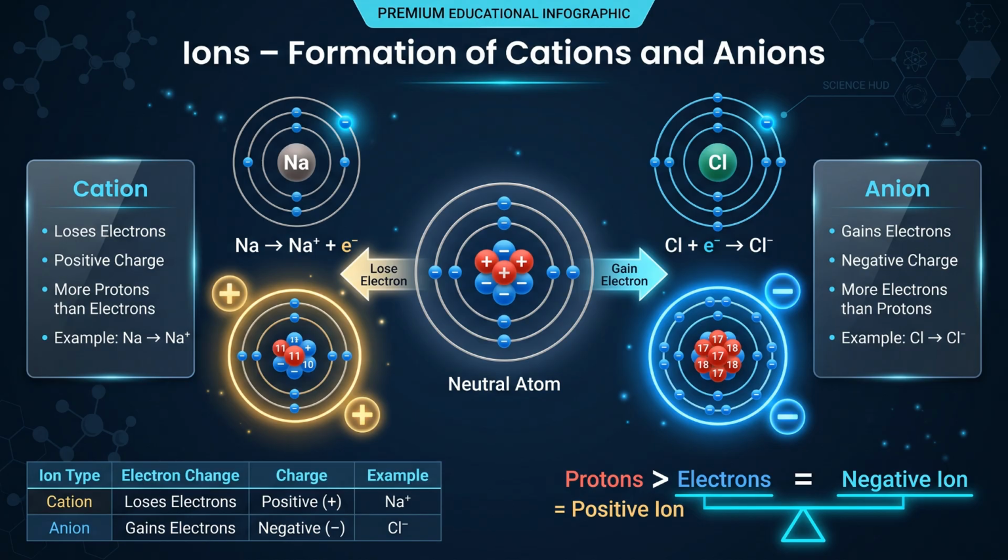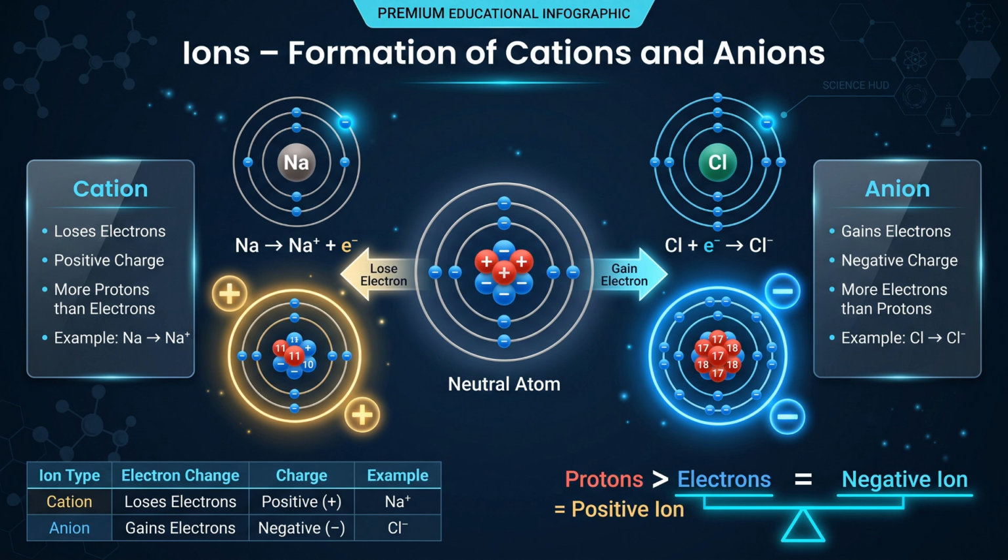The illustration shows the example of sodium. A neutral sodium atom has 11 protons and 11 electrons. Because the numbers are equal, the atom is neutral. However, sodium has only one electron in its outermost shell, and it can easily lose this electron to achieve a more stable electron configuration. When sodium loses one electron, it still has 11 protons, but now it has only 10 electrons. The positive charges are now greater than the negative charges.